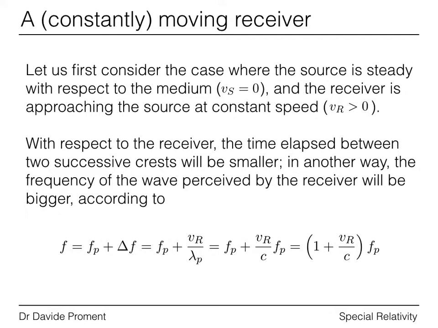We first considered the case of a constantly moving receiver and a steady source with respect to the medium. The frequency of the signal perceived by the receiver increases according to the formula if the receiver moves towards the source.